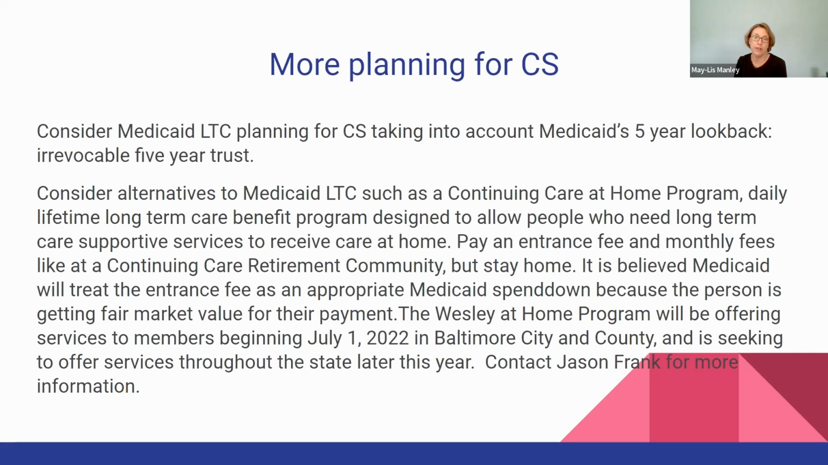So other planning for the community spouse would be to consider taking into account Medicaid's 5-year look back. Does the community spouse want to establish and fund an irrevocable 5-year trust and move their assets into this? Again, you could do a whole program on the irrevocable 5-year trust, but basically it protects those funds as long as the community spouse does not need Medicaid within 5 years of the funding of the trust.